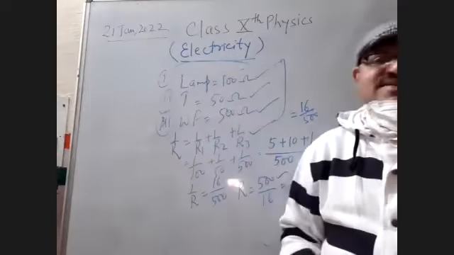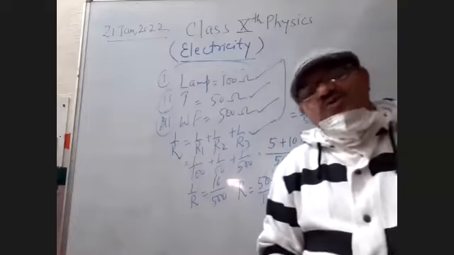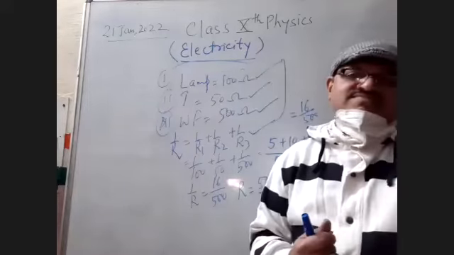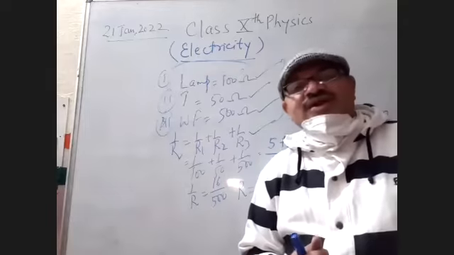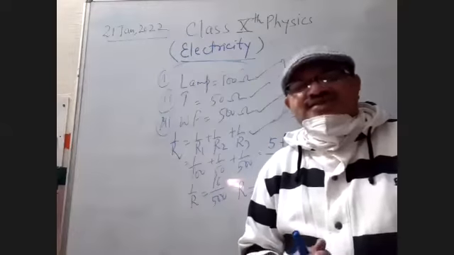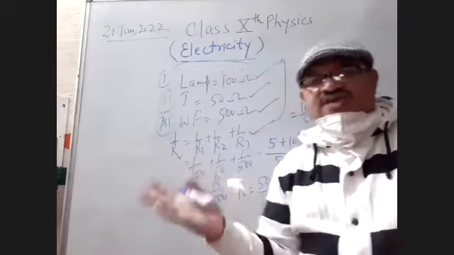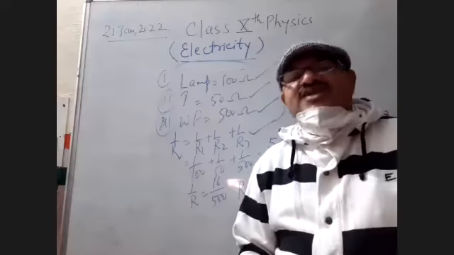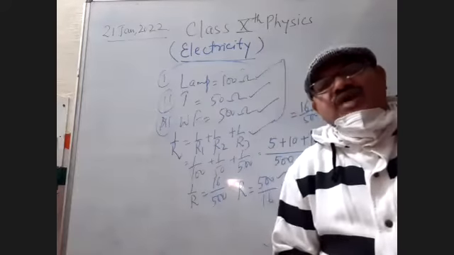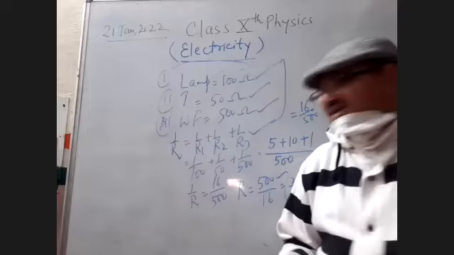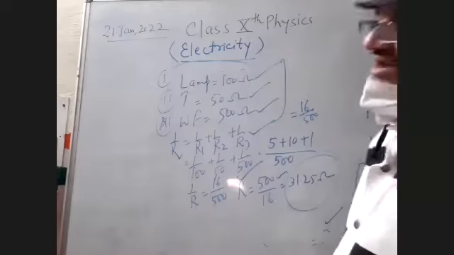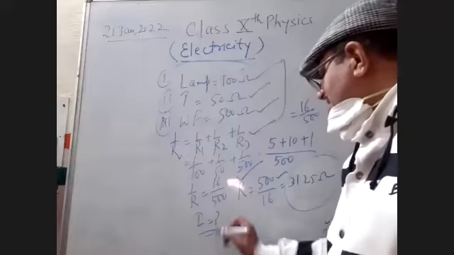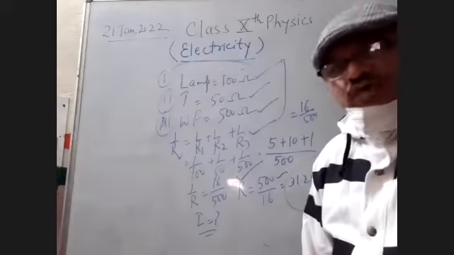Means a resistance whose value is minimum, the net resistance will be even less than that, and definitely students, the value of the current will be more in this case. Now students, further to that numerical, we have to calculate the value of current. The value of R is calculated. Now if I want to calculate the value of current, I will apply the formula of Ohm's law.